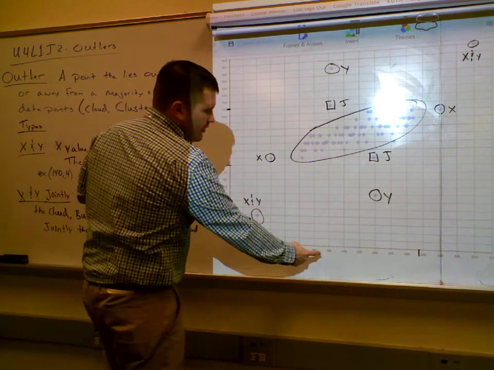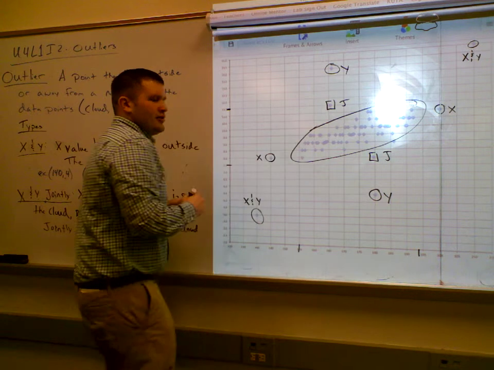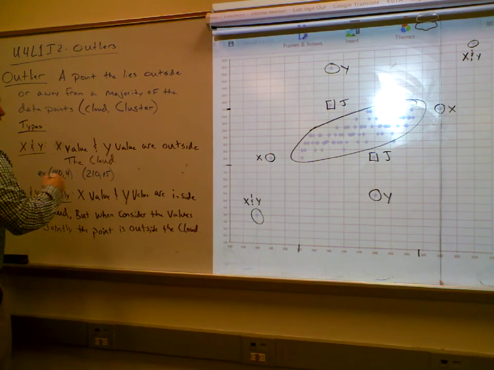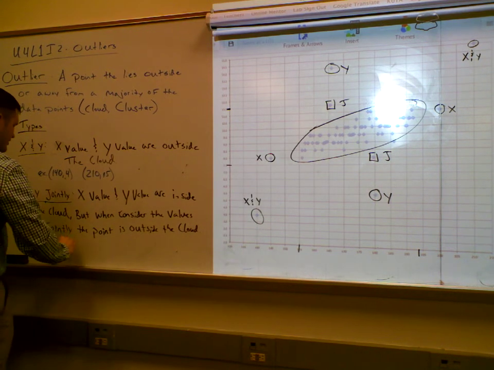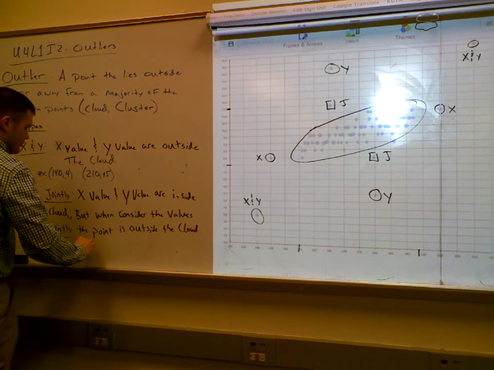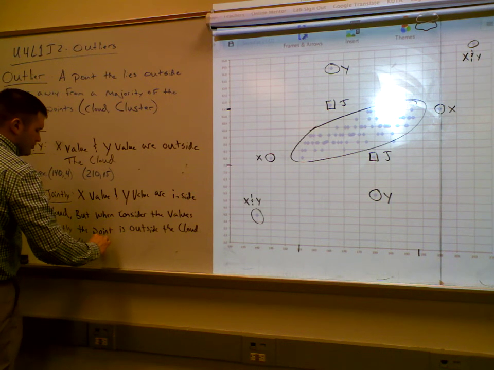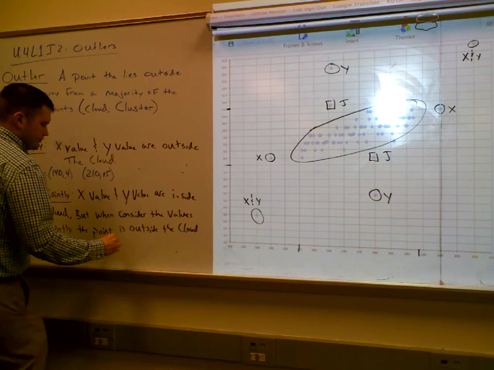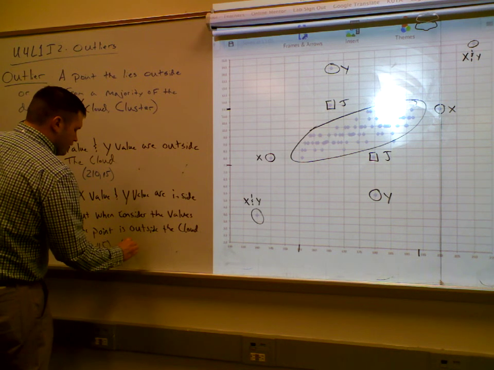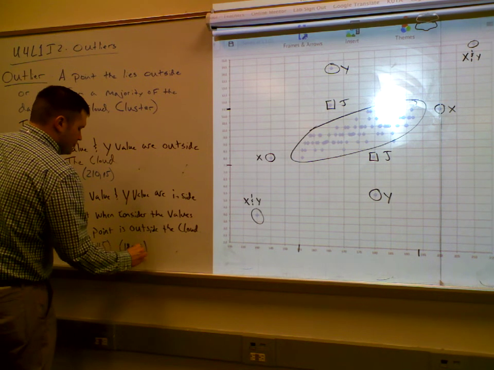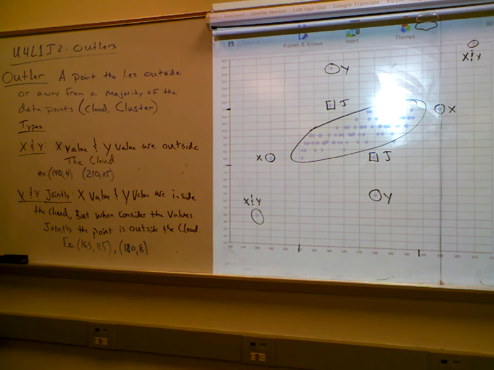All right, so here we have 165, comma 11.5. And what's the other one? 180, comma 8. Okay. Those are our two jointly considered outliers. Does this make sense?